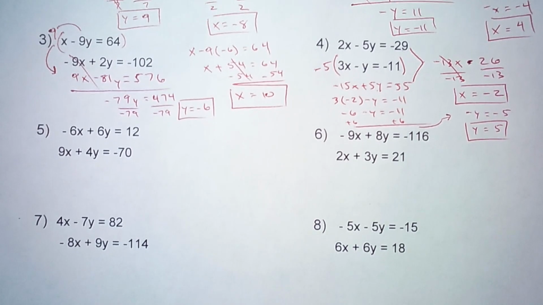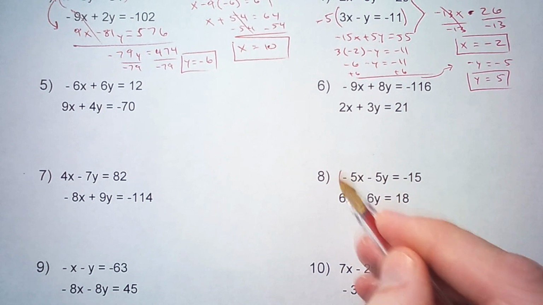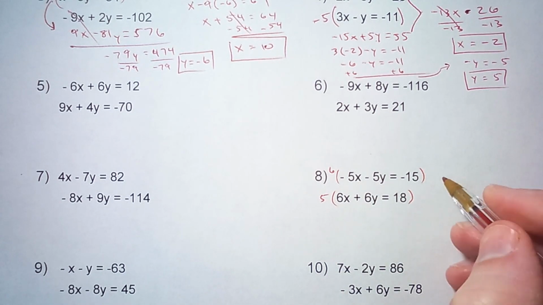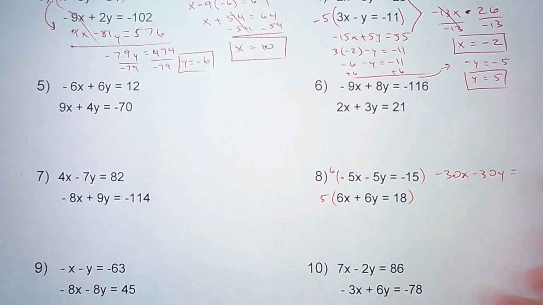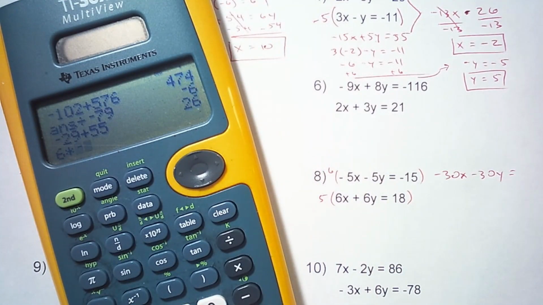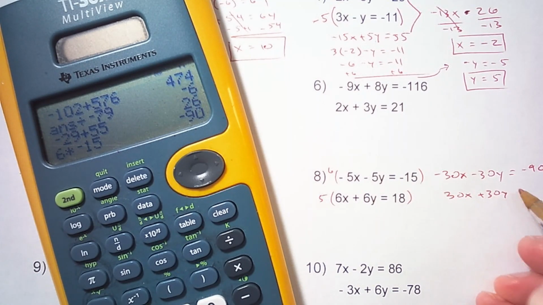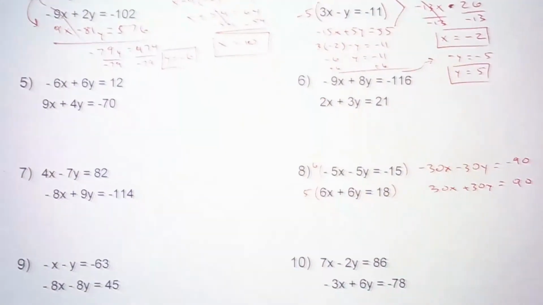Okay, now I'm going to skip a couple here and go down to 8 and then 9. Okay, so on 8, nothing is really set up to eliminate, but I could multiply this one here by 6 and this one by 5 and rewrite it as -30x minus 30y equals, and then 6 times -15 is -90, and then 30x plus 30y equals 5 times 18 is +90.